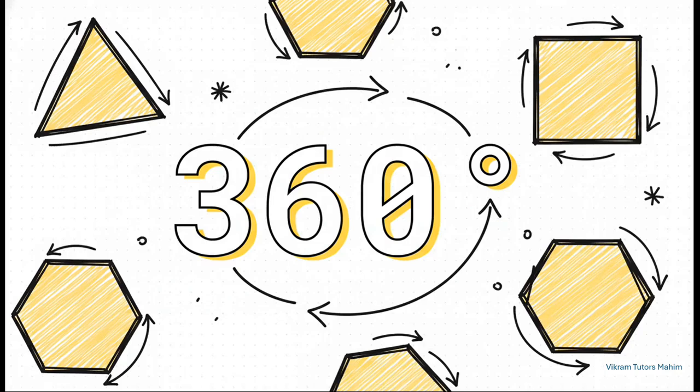And what's one full circle? It's 360 degrees. And this is the mind-blowing part. It doesn't matter if it's a triangle, a square, or a polygon with 1,000 sides. If you add up all those little turns, all those exterior angles, the answer is always 360 degrees. Period. How cool is that?